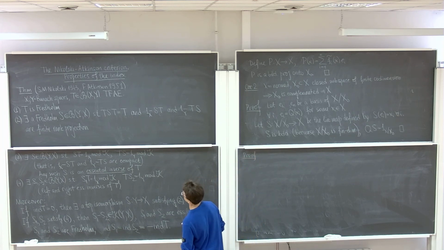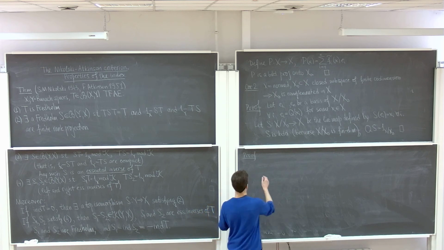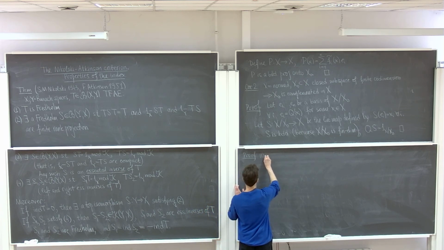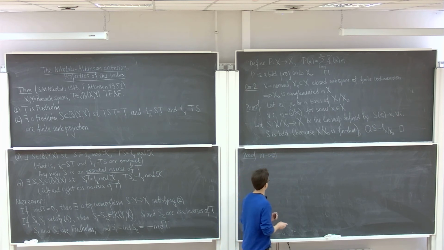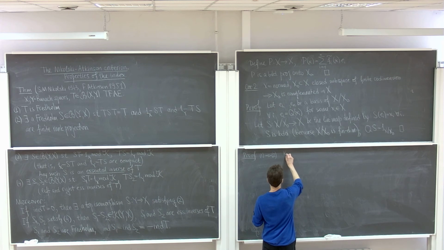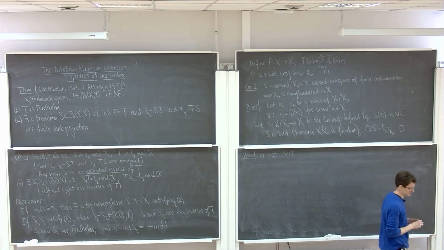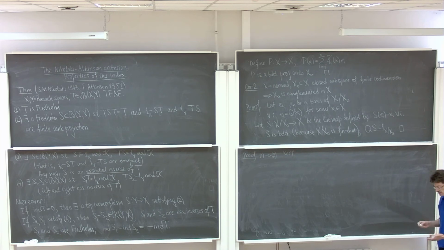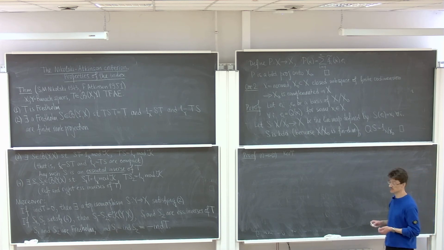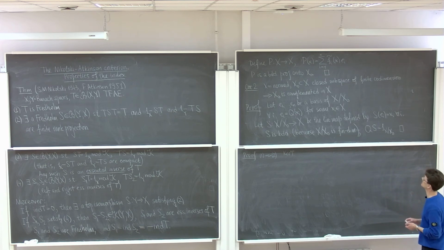First of all, we show that 1 implies 2. We assume that T is Fredholm, and we construct S satisfying 2. Since T is Fredholm, this means by definition that the kernel of T is finite dimensional, and the co-kernel of T is finite dimensional. In other words, the image of T is of finite codimension. We know that the image of a Fredholm operator is closed. So the image of T is a closed subspace of finite codimension.